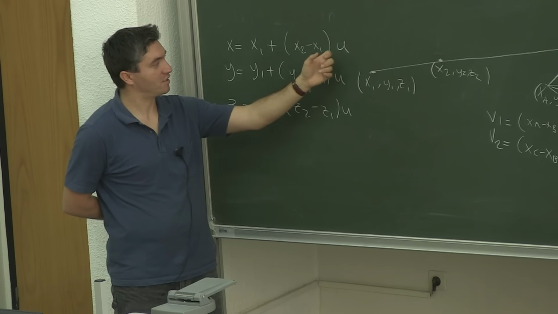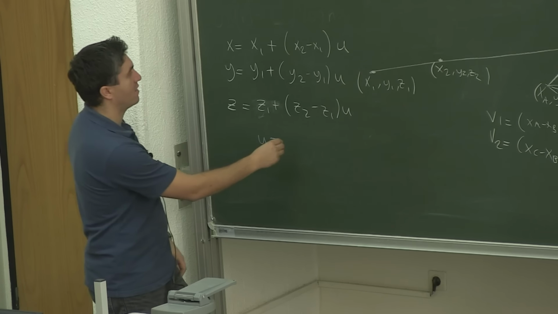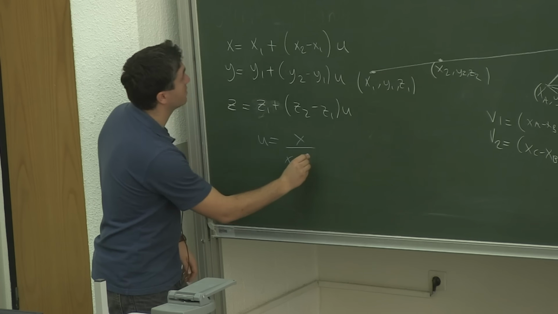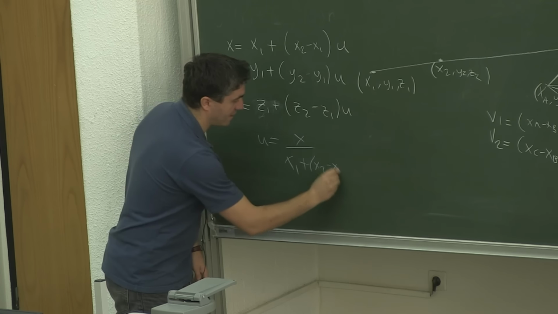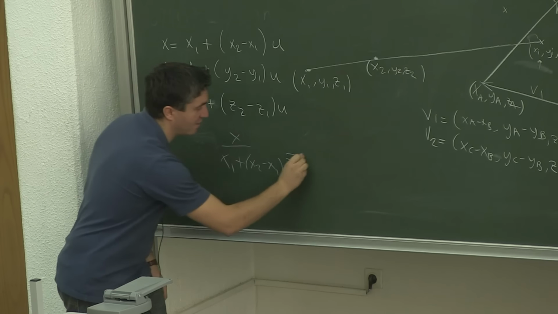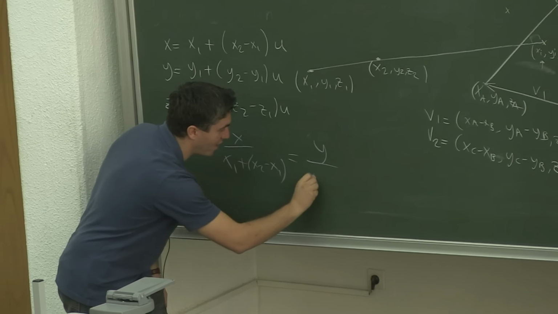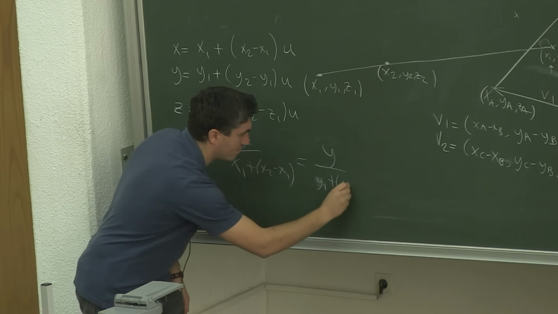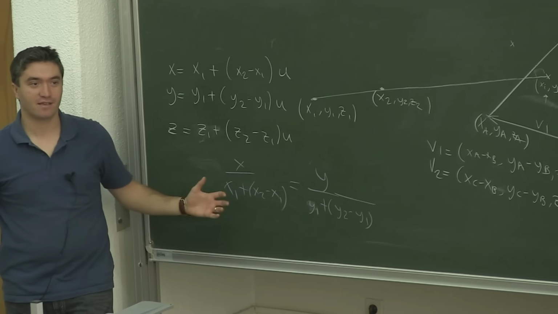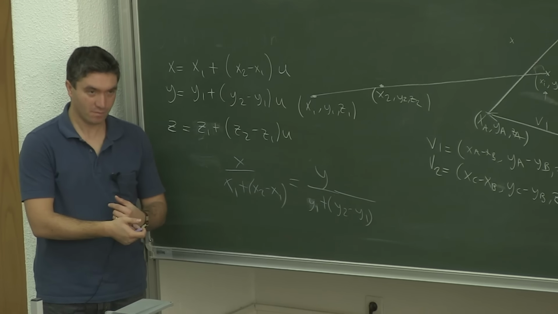If I say u is equal to x divided by x1 plus x2 minus x1, what I have is a relationship between x and y. Yeah, but what about z in this single equation? Where am I going to put z? Yeah, please.